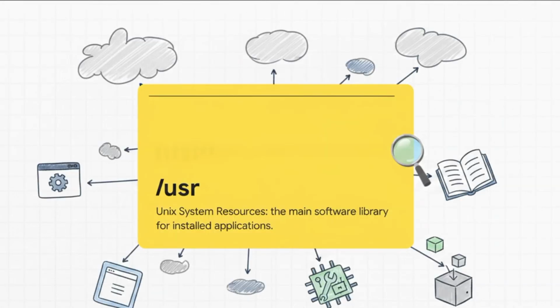Here is another great mythbuster for you. You are inevitably going to stumble across a directory called /usr. Naturally, you look at that and think, user, right? But it actually stands for Unix System Resources. You should really think of /usr as the main software library for your Linux machine. This is where most of the software you install actually ends up. Applications, documentation tools, the whole shebang.